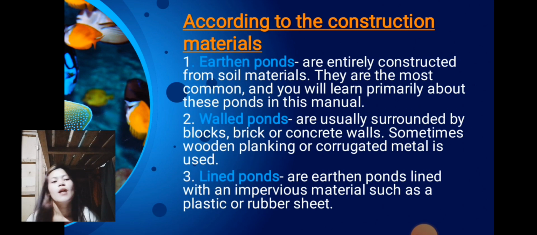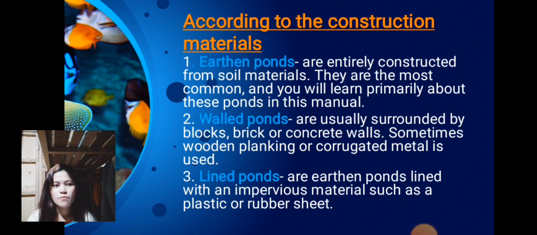So, next, according to the construction materials. We have here, number 1, earthen ponds, which are entirely constructed from soil materials. They are the most common and you will learn primarily about these ponds in this manual. An earthen pond is a human-made water body, typically shallow and constructed by excavating soil or clay from the surrounding area to create an enclosure for holding water. An earthen pond is the one dug into the ground, and it is the most common pond here.